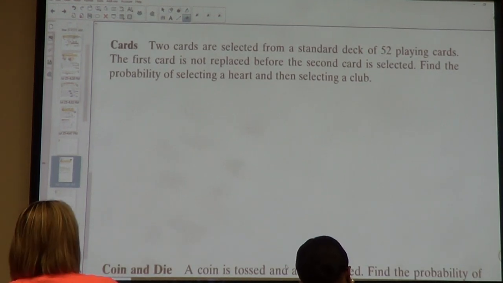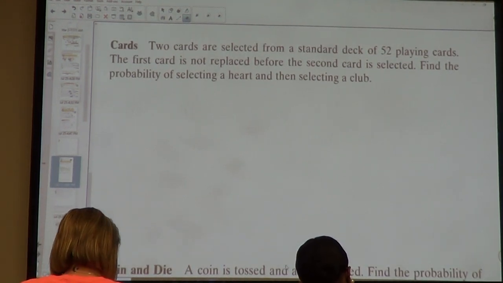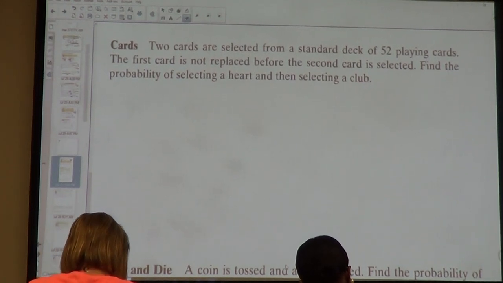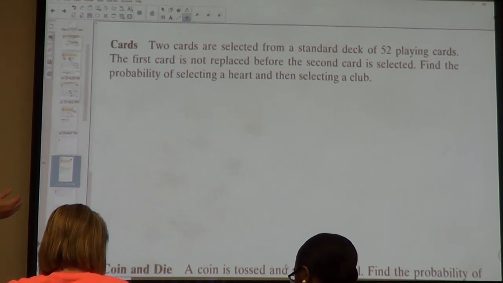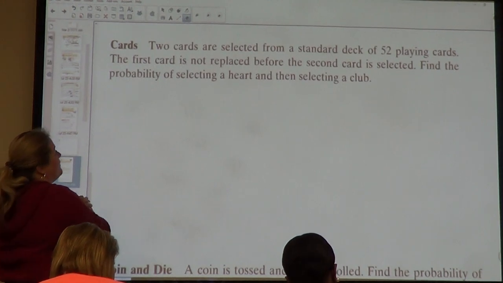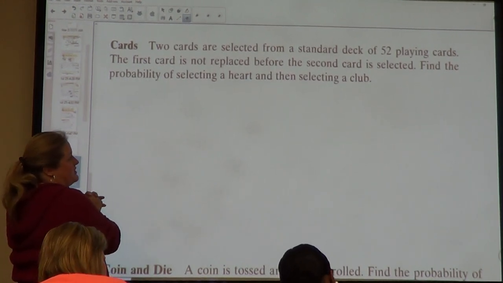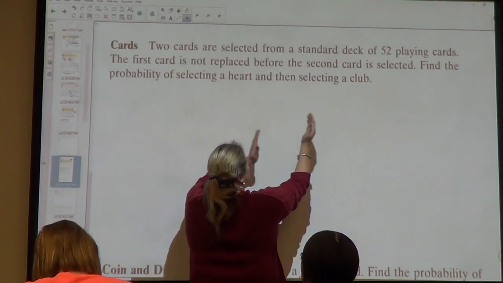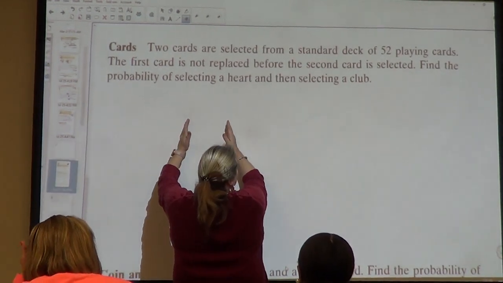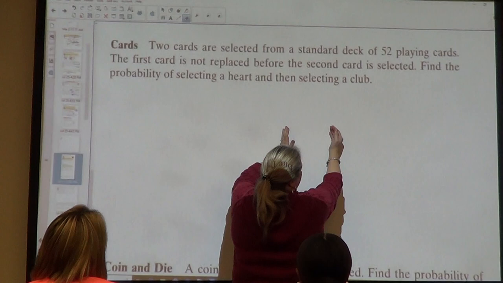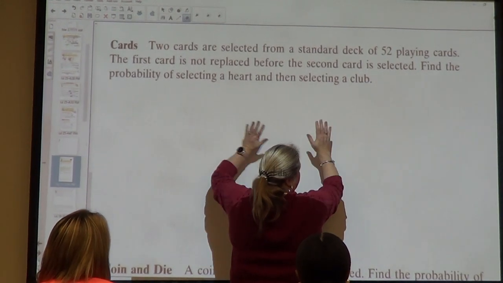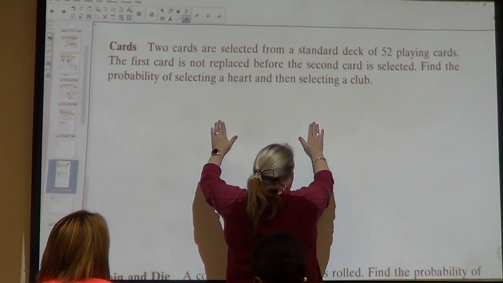Cards are selected from a standard deck of 52 cards. The first card is not replaced before the second card is selected. Find the probability of selecting a heart and then selecting a club. So we're selecting two cards. The probability of the first card and the probability of the second card. Okay, two different selections.